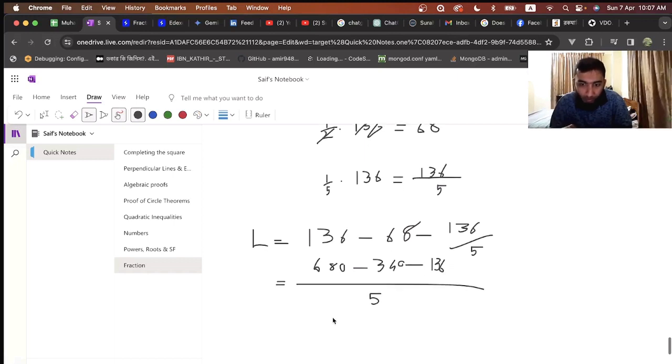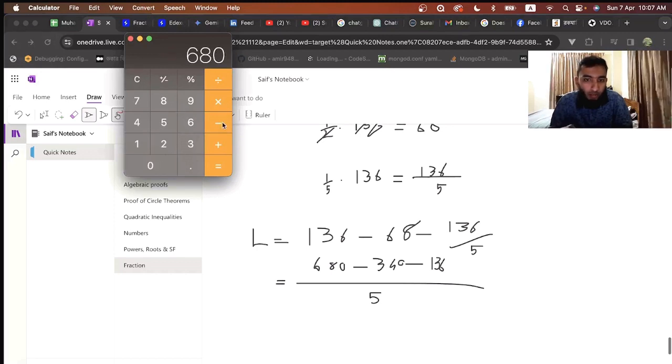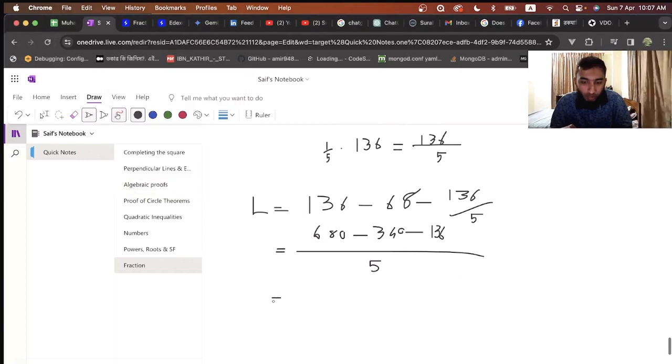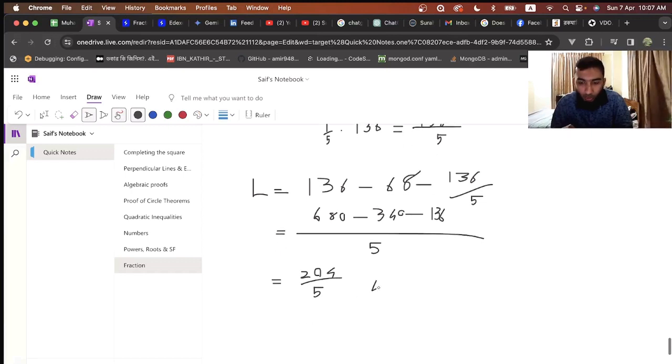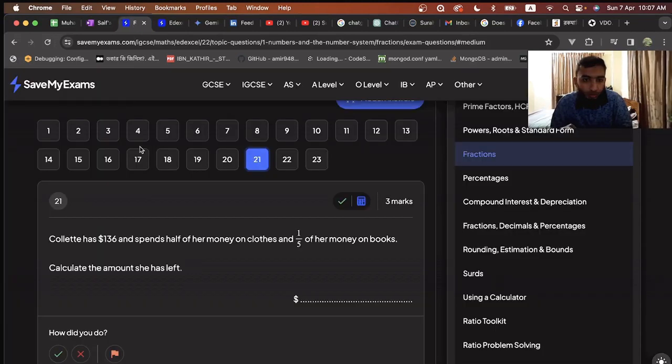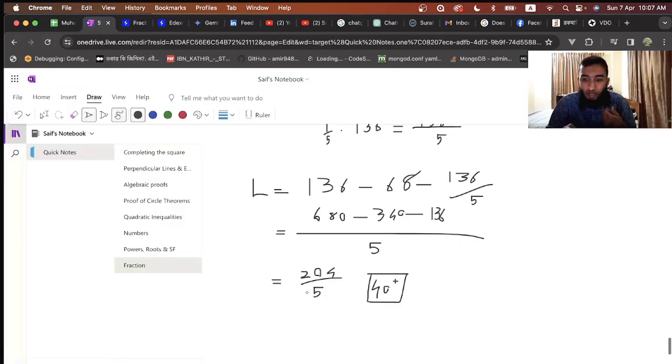So what do we get? 680 minus 340 minus 136 gives 204. So we get 204 by 5, which is slightly over 40. This is the amount of money that is left according to the question. She has $136 and spent half on clothes and 1/5 on books, so the amount left is just over 40, which is 204 by 5.